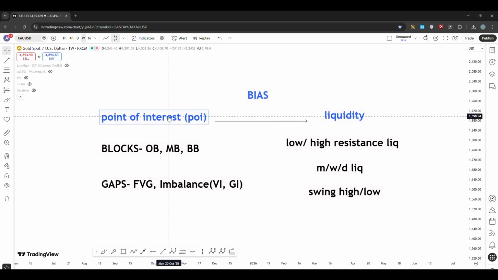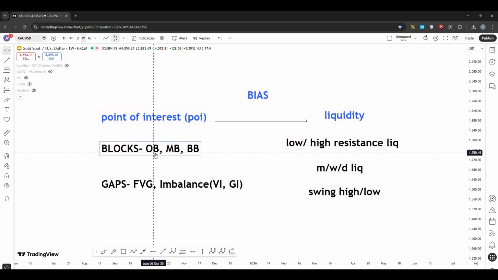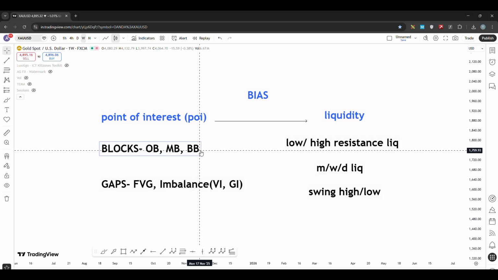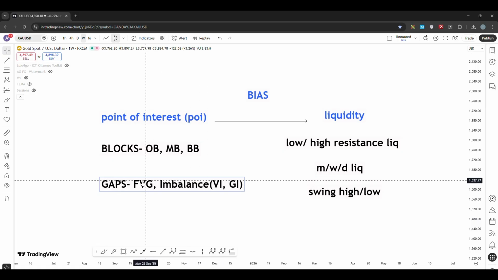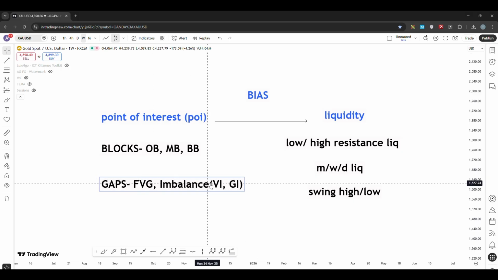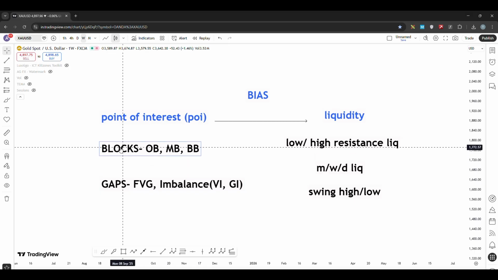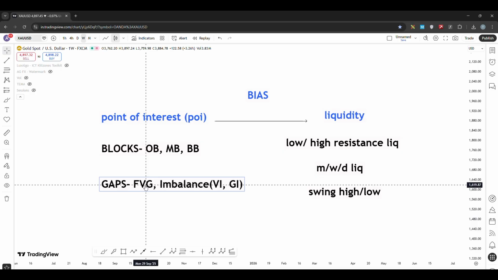Now what are point of interests? Basically there are two types of point of interest. One is called blocks, where we have got the most popular one, which is the order block. Then we have got mitigation block, breaker block. Then we have got gaps. Inside gaps, we have got the most popular one, which is a fair value gap. Then we have got imbalances like volume imbalance and gap imbalance. Now, I don't want to go through all of them right now. I'll just show you what is an order block and what is a fair value gap.